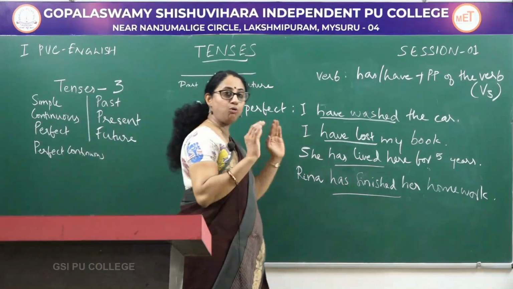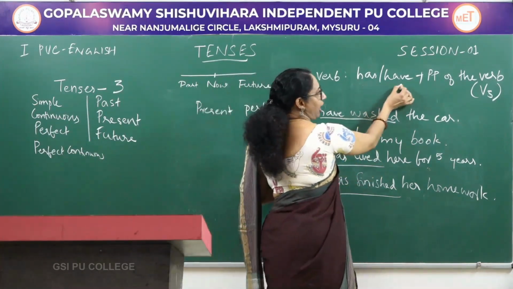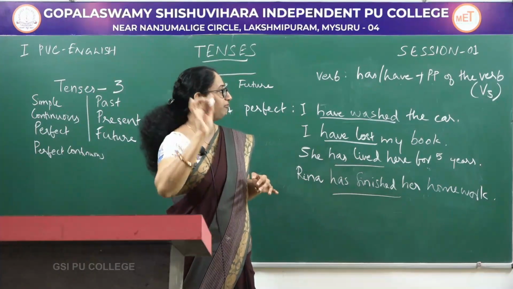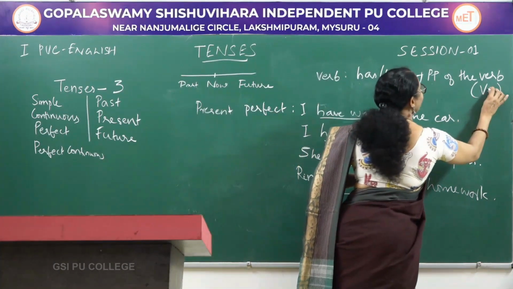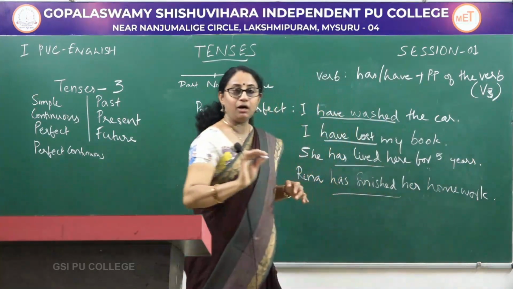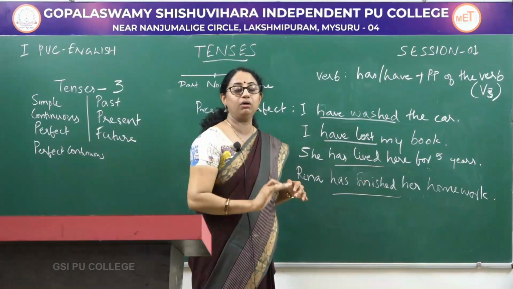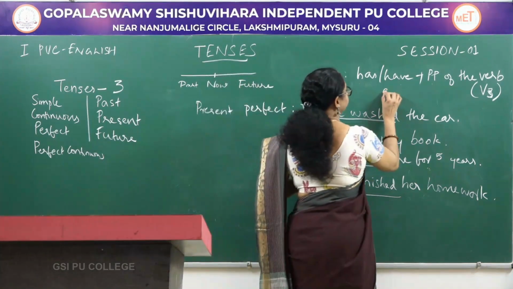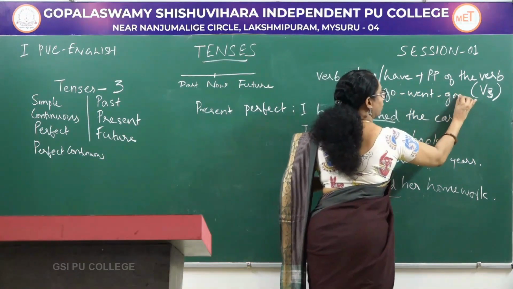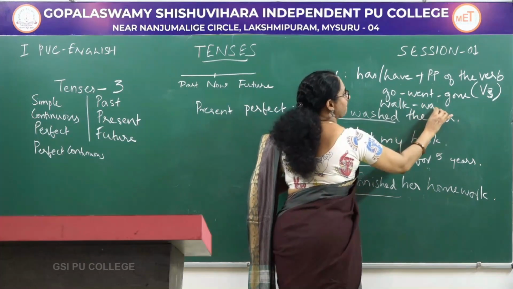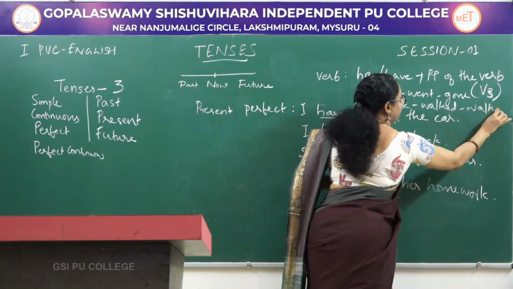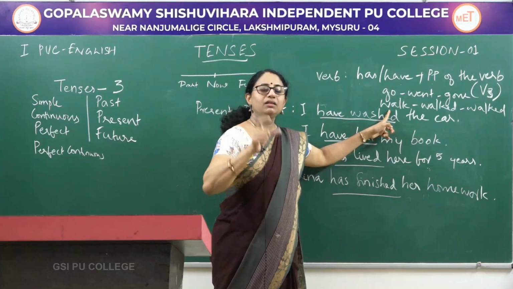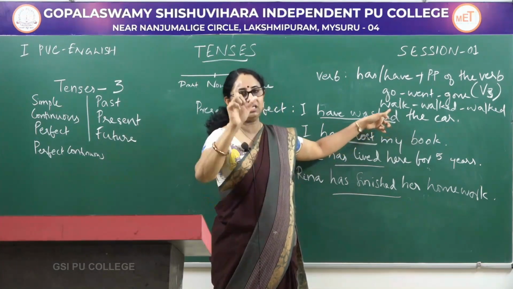Now look at the verb part. How do we represent present perfect tense? Has or have plus PP of the verb. When I say PP, it means past participle form of the verb, or we can call it V3, verb 3. Now already in the lessons given on verbs, it has been mentioned verb has got 3 forms. Say for example, go, went, gone, walk, walked, walked. And here, when I say go or walk, it means the verb in its base form, the verb in its present tense form.